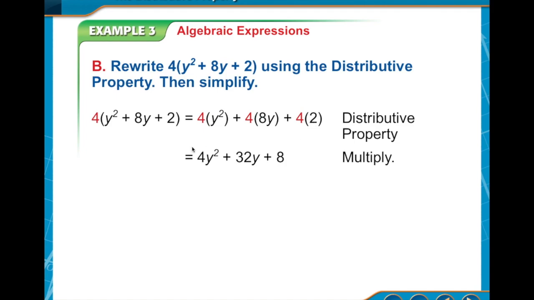So now we have the whole expression. This thing here cannot be simplified anymore. Y squareds don't match up with y's. Those are two different terms. The 8 is just a number by itself. So that is our final answer for 3b. When written out, we distributed that 4, and we get this solution here.